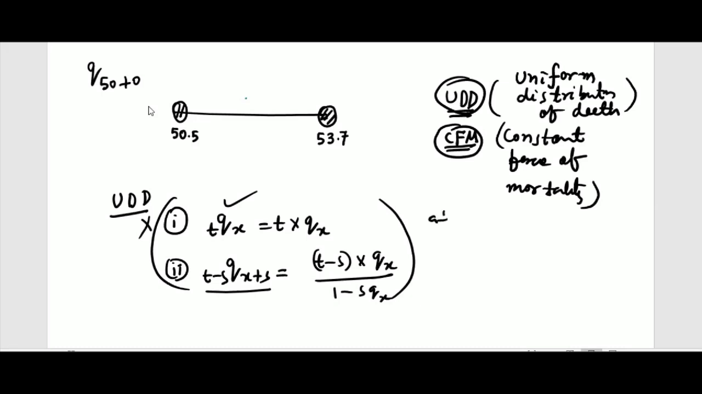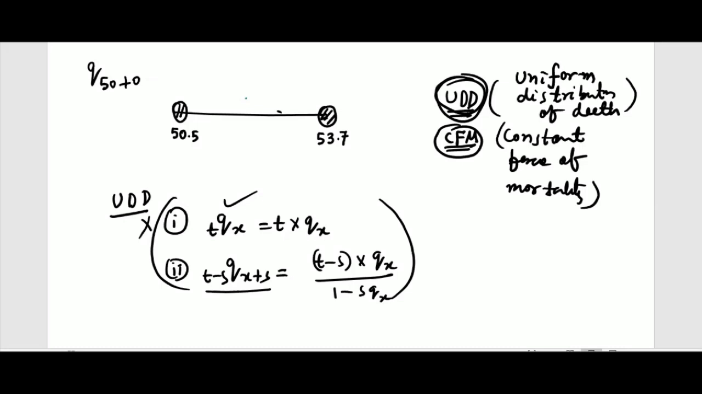It's like (A+B) squared, and there is also the (A+B+C) squared formula. If you put C as 0, you get this anyway. So if you put s as 0, you will get this. But we have two formulas, right? Now this is UDD, uniform distribution of death.